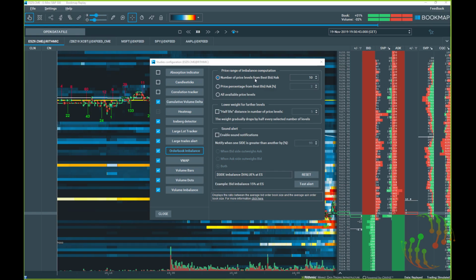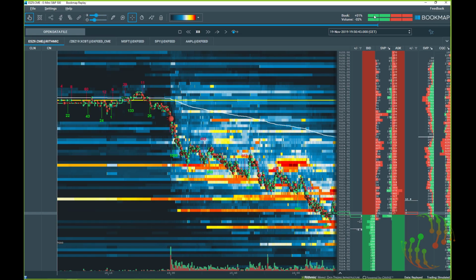Then you can define the price levels. How many levels would you like to measure? 10, 20, or all available levels. You can even set a price percentage from best bid and ask. You can define that the lower half is weighted more than the upper half of the levels you have defined here, and then you get a result indicated in this gauge here in the book imbalance. It is really helpful sometimes.